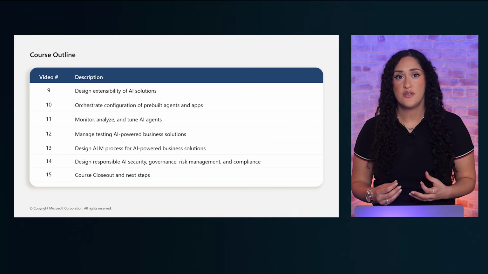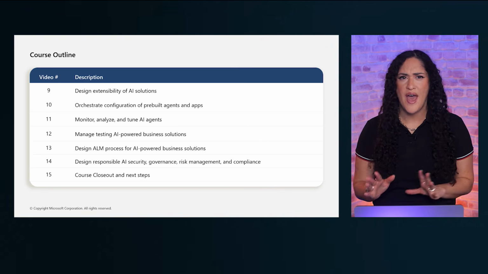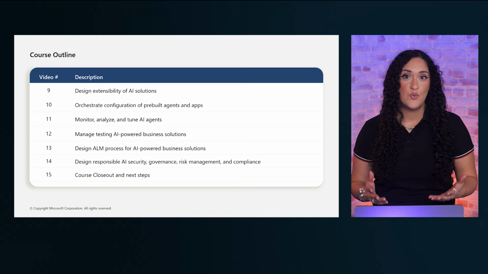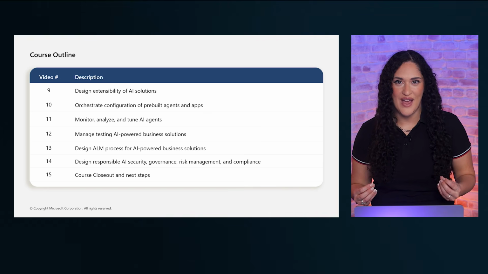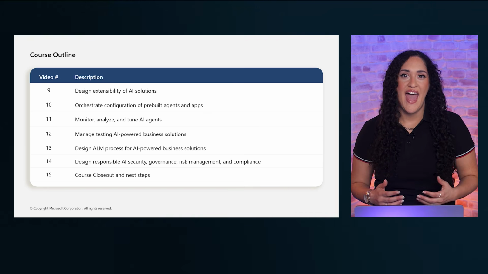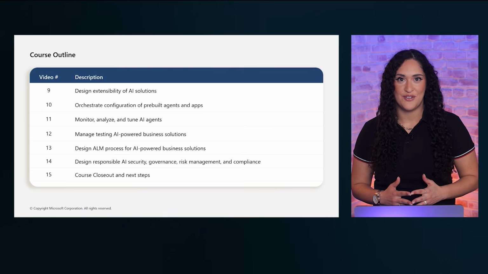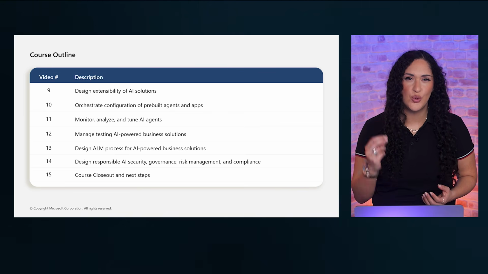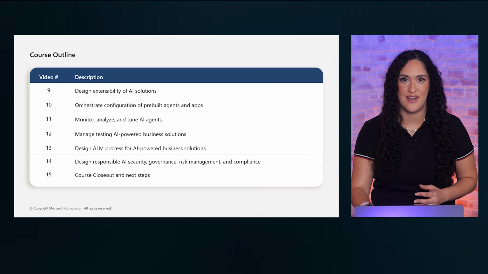This course is focused on solution architecture, so there are no hands-on labs. Instead, we'll spend our time exploring best practices, design ideas, and real-world architectural patterns for building AI solutions that can truly improve business productivity.